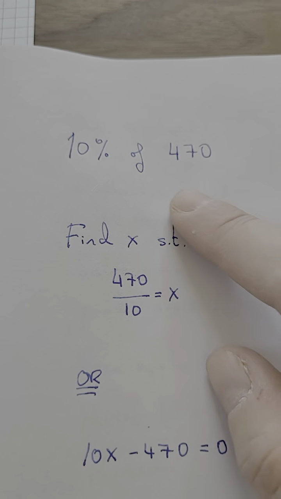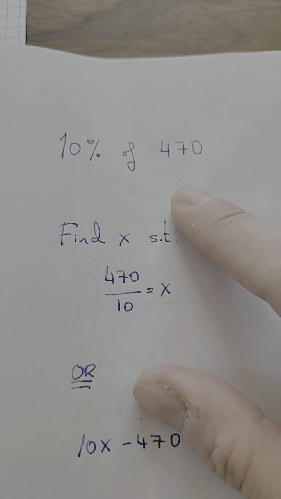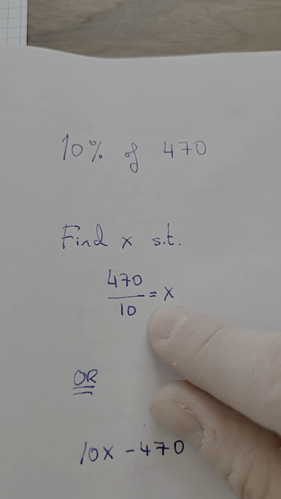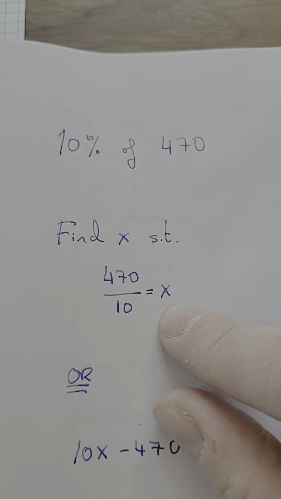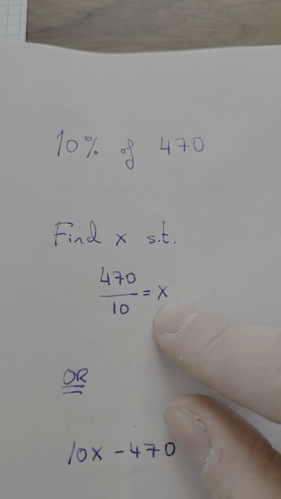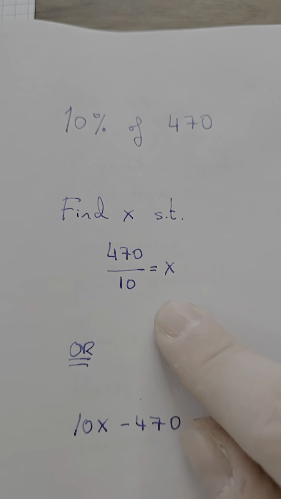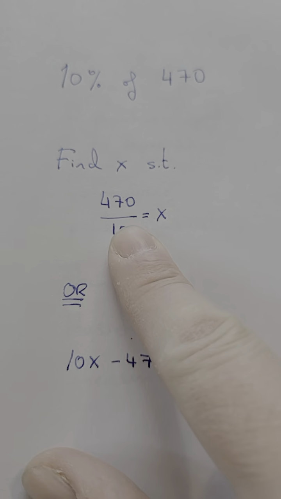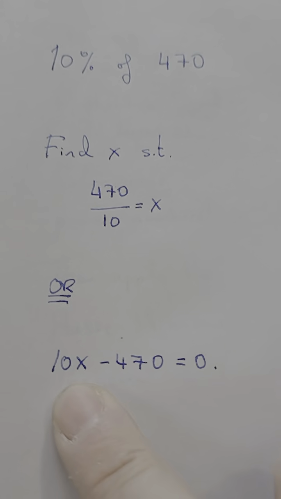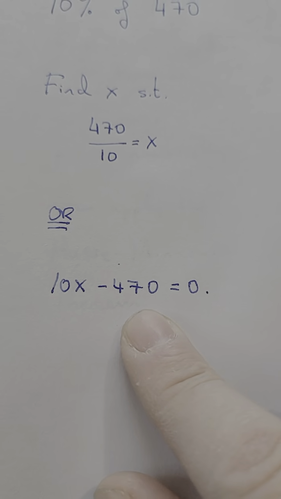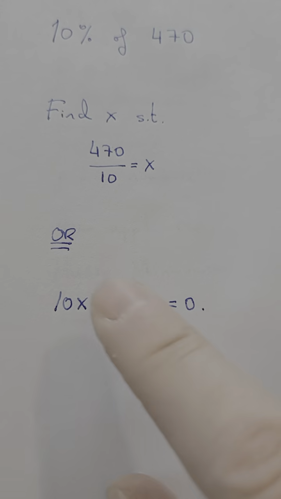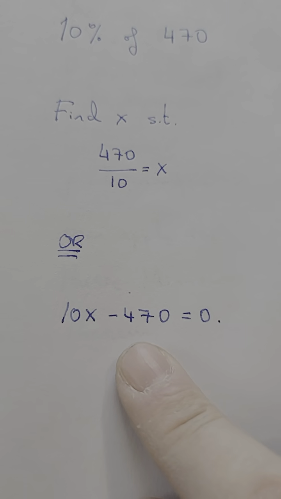Now, the problem is to find 10% of 470, or equivalently, find x such that 470 divided by 10 is x. But working with polynomial equations with rational numbers is much more complicated than working with Diophantine equations. So we can multiply through by 10 and get this equation. This is a polynomial equation with integer coefficients. That's a Diophantine equation that we can solve.